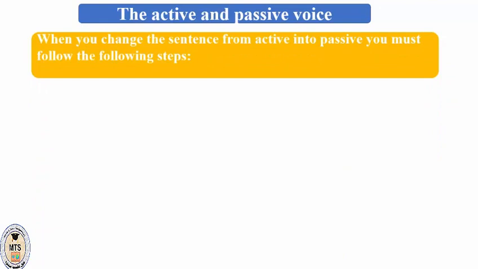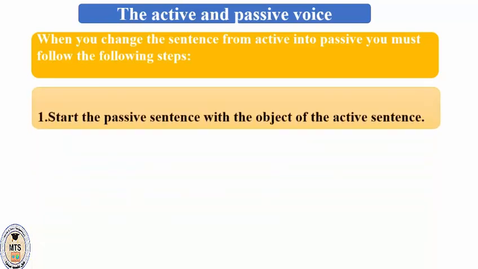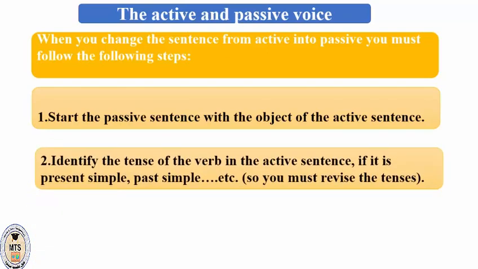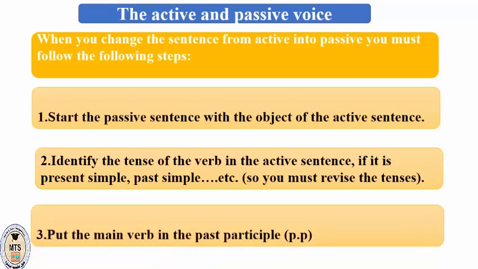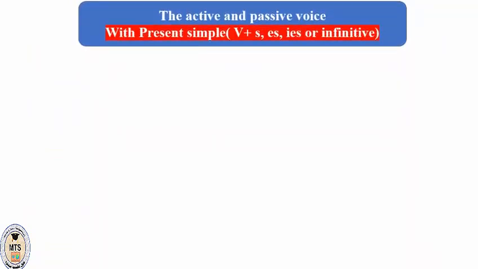Now, when you change the sentence from active into passive, you must follow the following steps. The first one, start the passive sentence with the object of the active sentence. Number two, identify the tense of the verb in the active sentence, if it is present simple, past simple, etc. So you must revise all the tenses. Number three, put the main verb in the past participle, and you will find all the irregular verbs in your book. Let's start with the tenses.